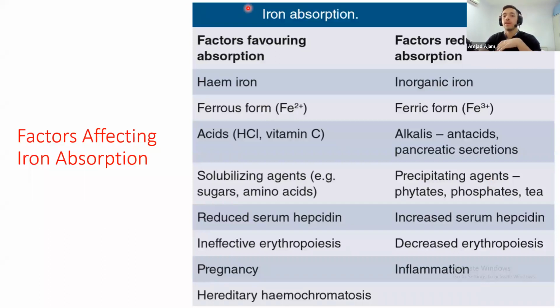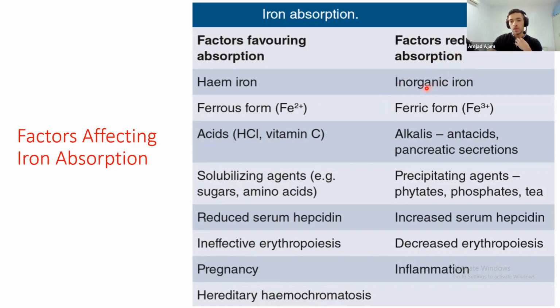Here are some factors that influence the absorption of iron, and some factors that reduce the absorption of iron. Here we said the factors favoring the absorption of iron, like heme, ferrous iron. We said that our body can only absorb ferrous iron. Acids like vitamin C or orange juice can increase the absorption of iron. Agents like sugars and amino acids reduce serum hepcidin, which will increase the absorption of iron, as we said. And ineffective erythropoiesis, pregnancy, hemochromatosis, we'll talk about this at the end.